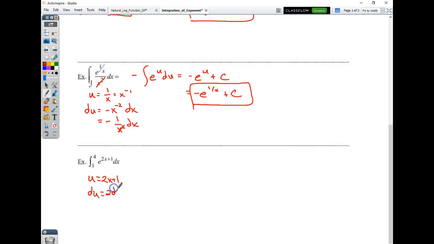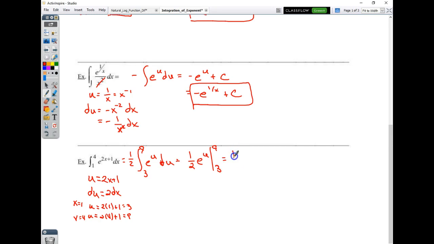My du would be 2dx. So rewriting this integral, I should get 1/2 e to the u du, not plus c yet, where u, when x is 1, which will be 2 times 1 plus 1, will be 3, and u, when x is equal to 4, will be 2 times 4 plus 1, which is 9, giving me the integral from 3 to 9. This leaves me with 1/2 e to the u evaluated from 3 to 9, or 1/2 times e to the 9 minus e to the 3.